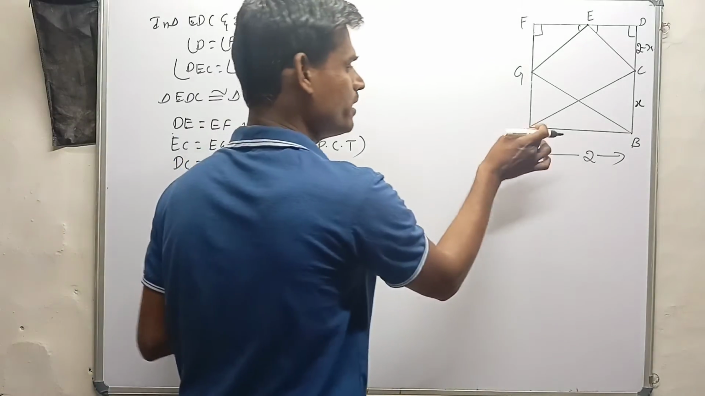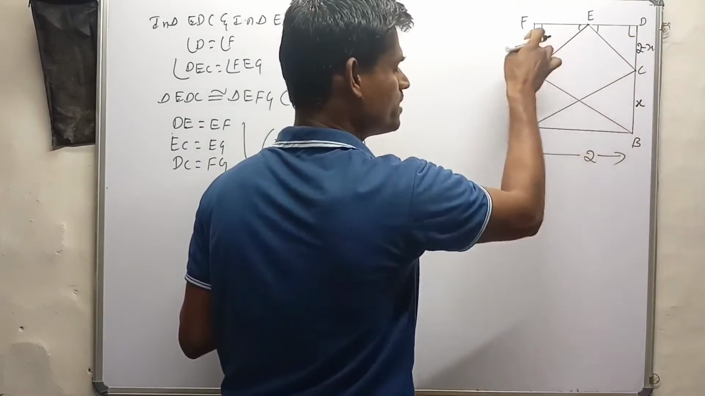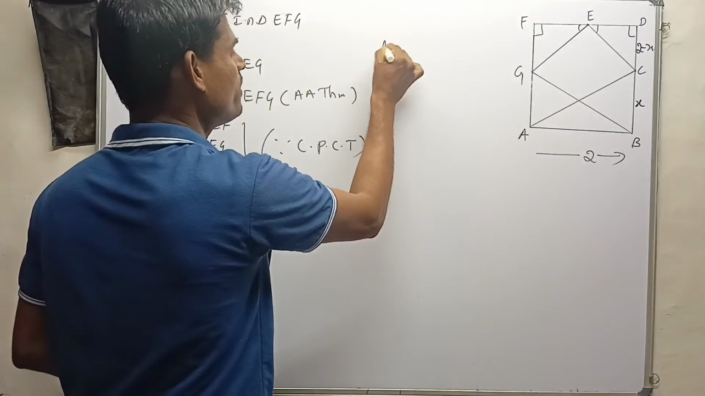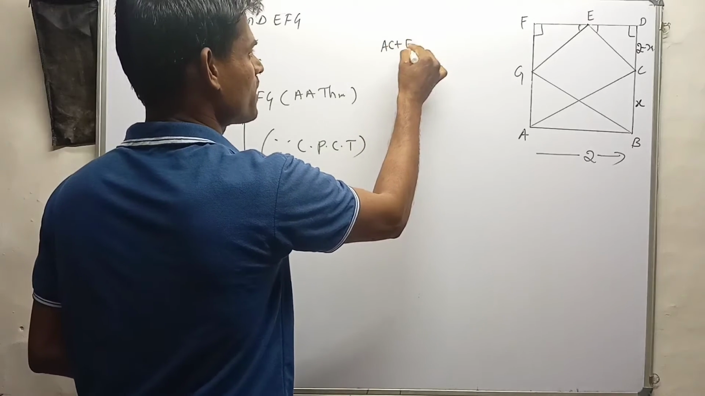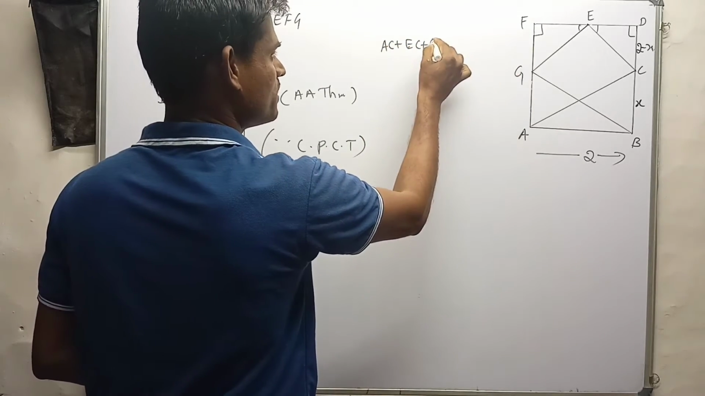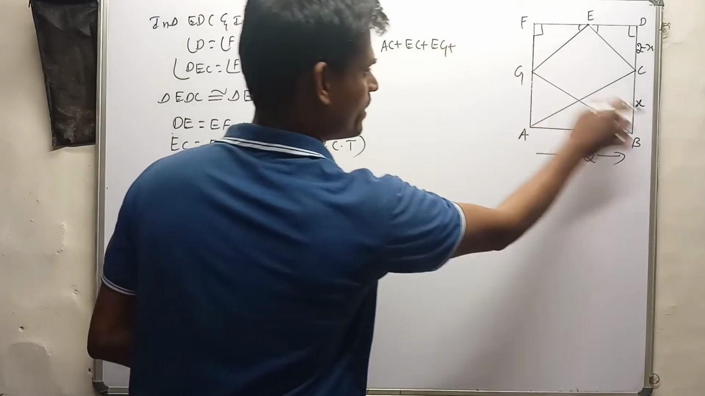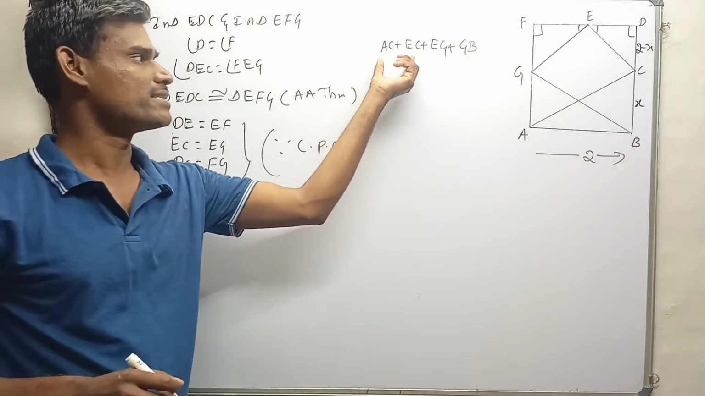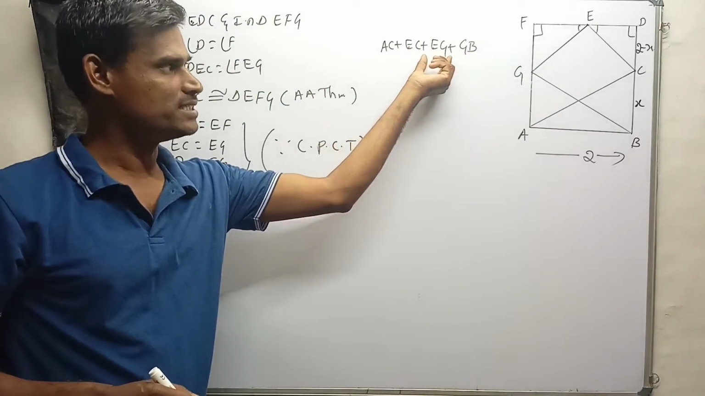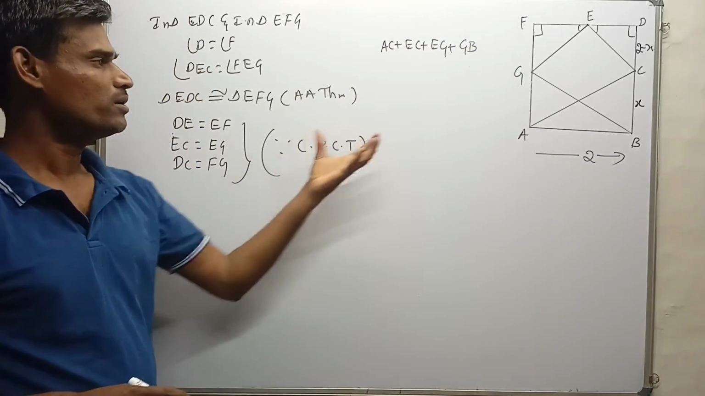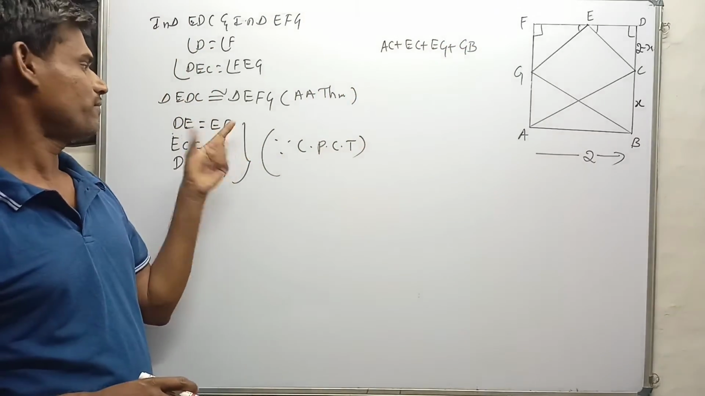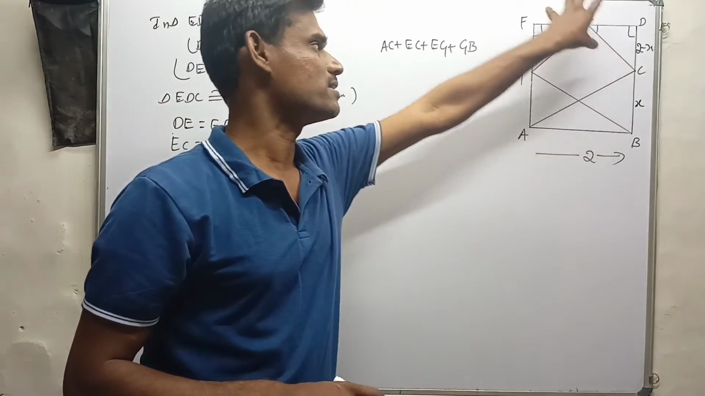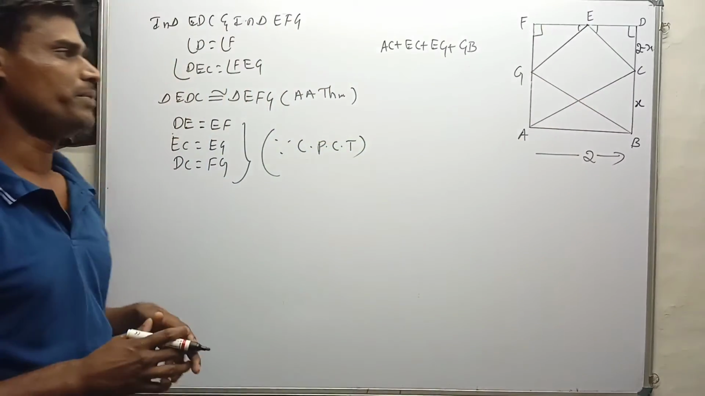Here we need to calculate the total distance traveled by that ball. Means we need to find the sum of AC plus EC plus EG, and then at last we need to add GB. Means here we need to find the sum of AC plus EC plus EG plus GB. So now we proved that DE is equal to EF. With the help of this, let's try to find the lengths of AC, EC, GE and BG.